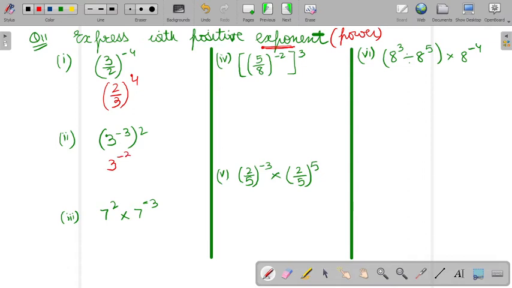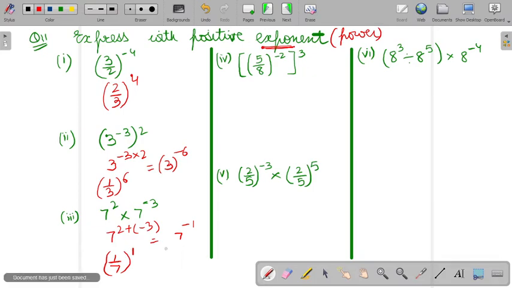Similarly, first you will solve it by using the law. So 3 power minus 6. Now you will write it in positive exponent. So 1 by 3 power 6. How will you do the third part? Use the law. 2 plus minus 3. So it will be 7 power minus 1. So write it in positive exponent. So 1 by 7 power 1, or you can write 1 by 7 itself. But since it has been asked to write it in positive exponent form, it will be better if you write it power 1.